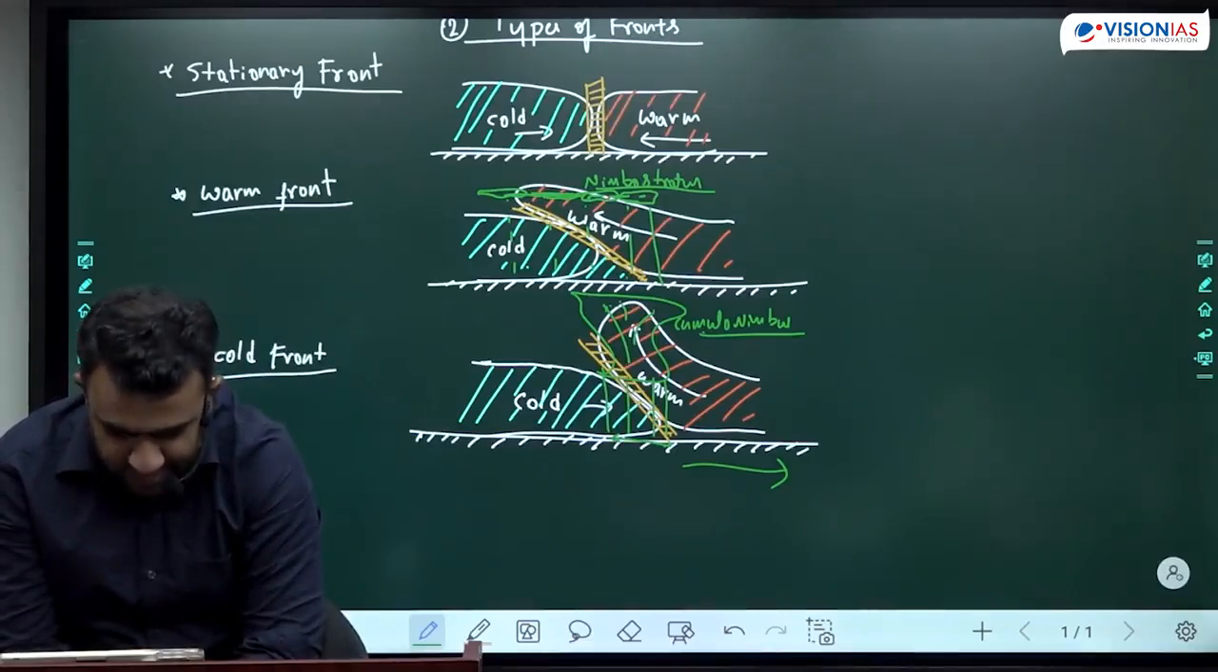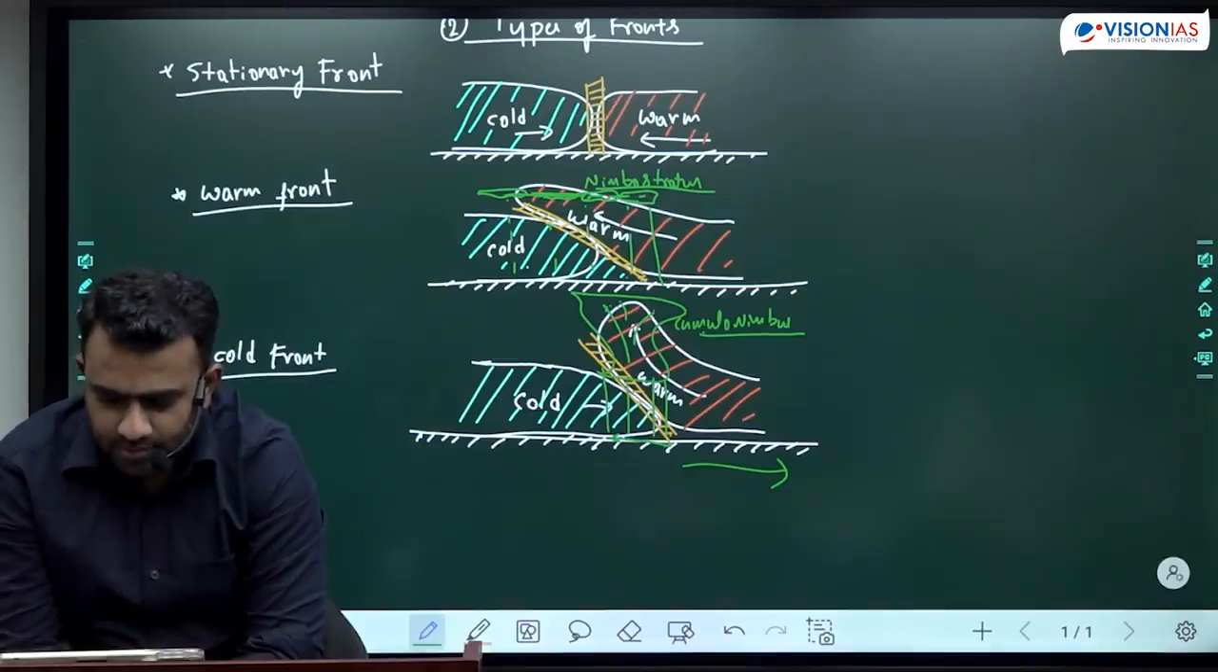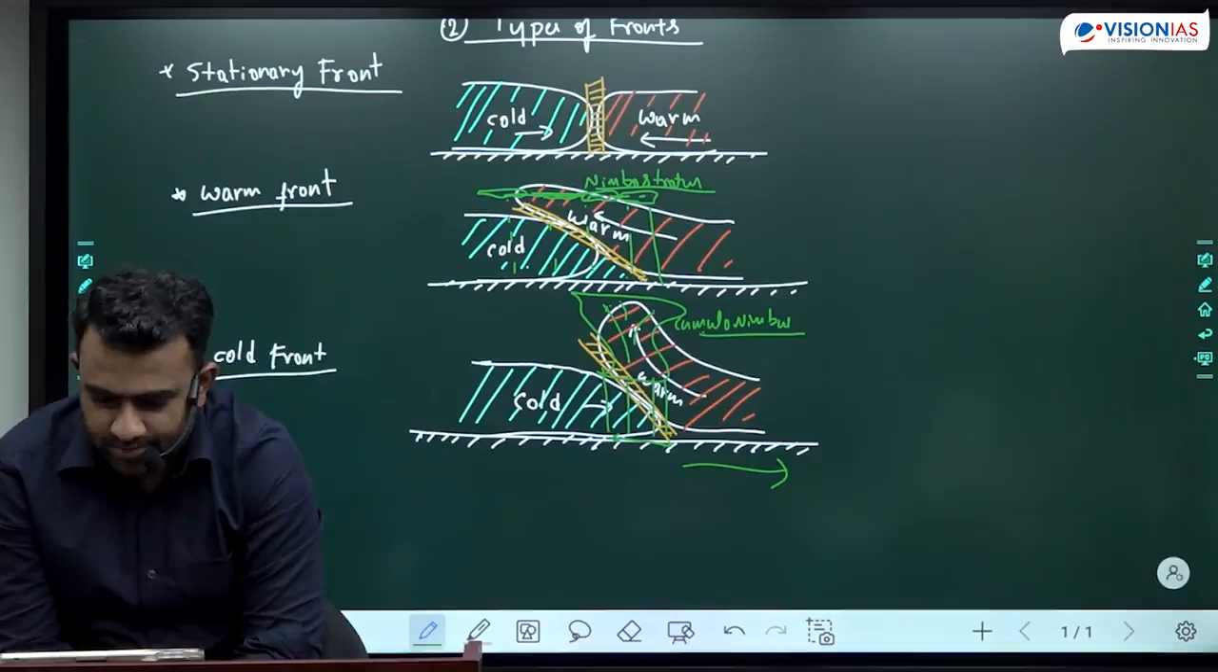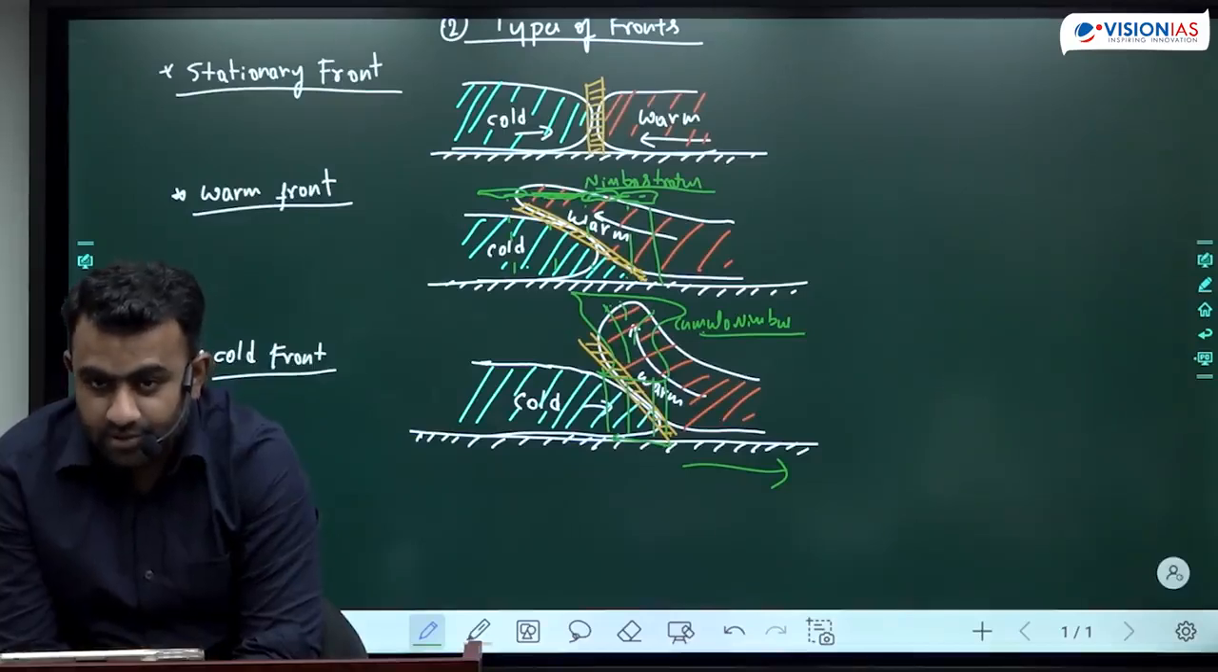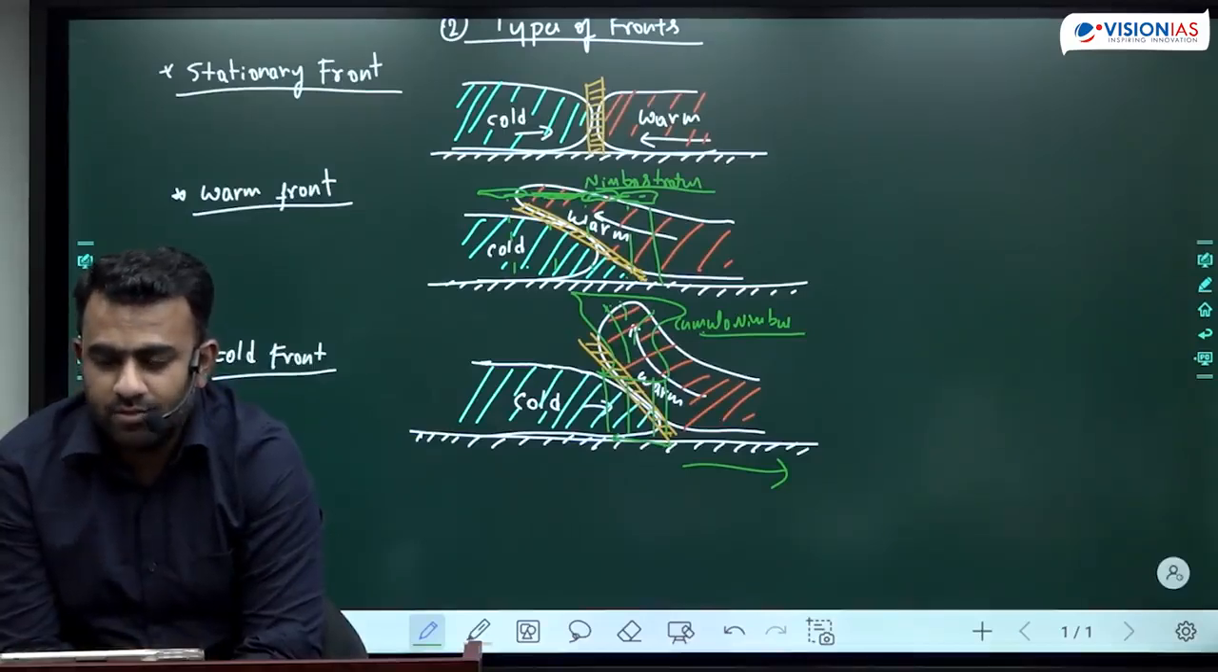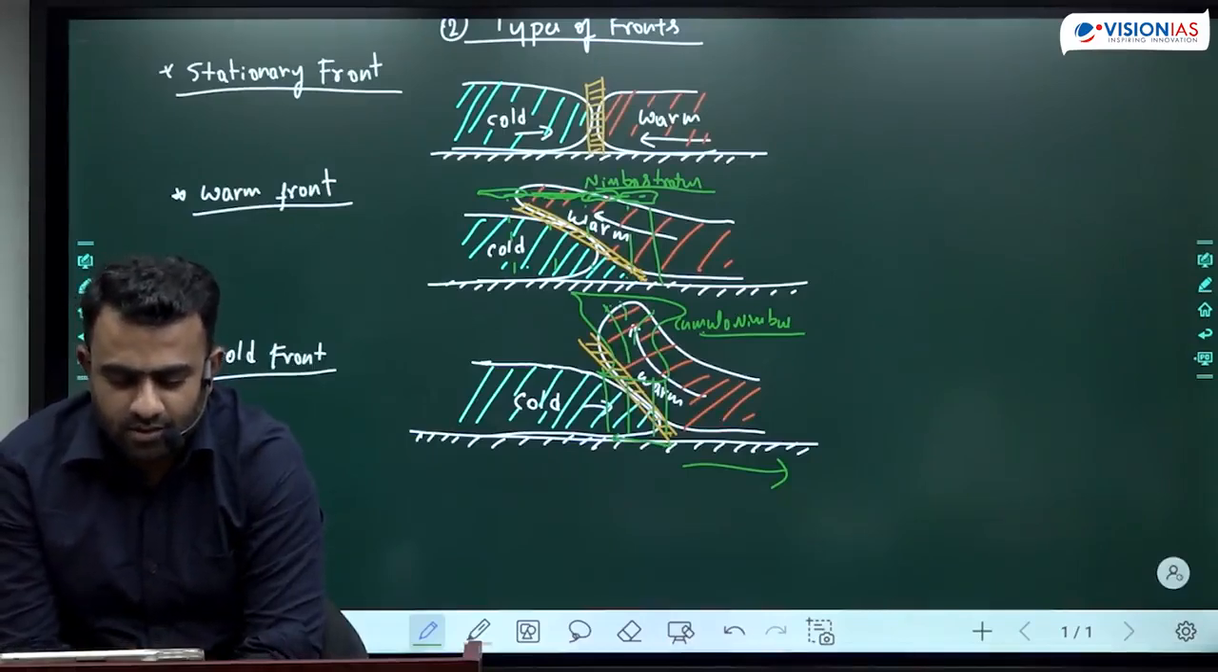Next point. It results in a steeper gradient. Gradient is slope. Steeper gradient along the front.